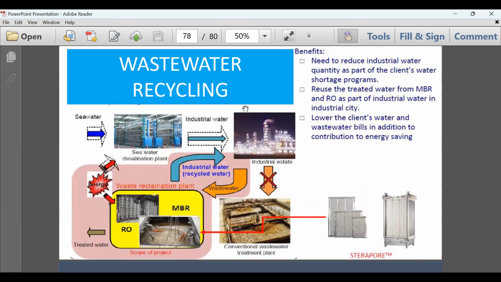This example comes from KSA, Kingdom of Saudi Arabia. Earlier, they had a desalinated seawater RO plant and used that water for industrial purposes. Then industrial wastewater was sent to the environment through a conventional activated sludge system. But now, they use MBR treatment for industrial wastewater treatment. That water is reused in the industrial city, followed by an RO plant. Due to this solution, the client is able to conserve water and reduce the huge power consumption of desalination.